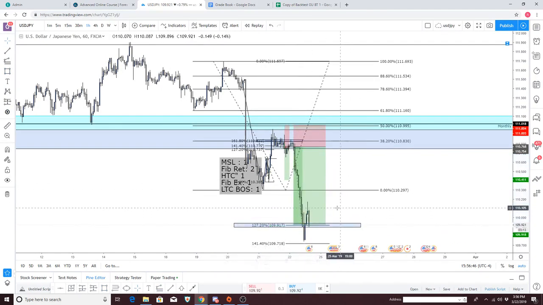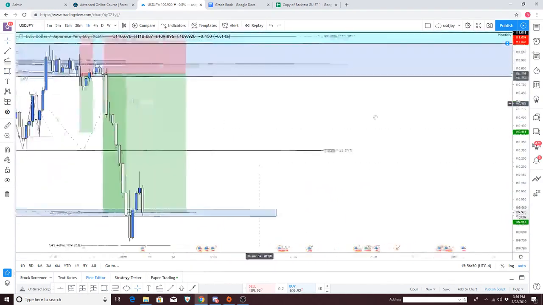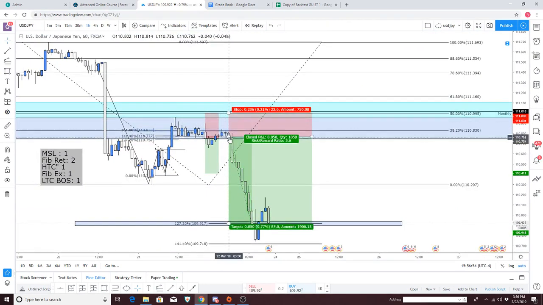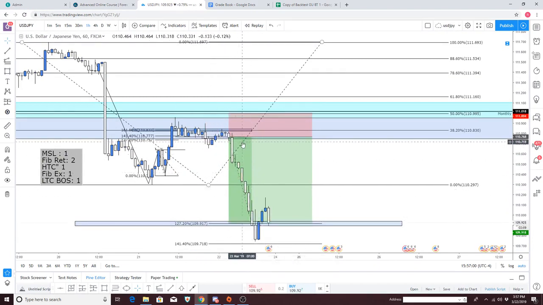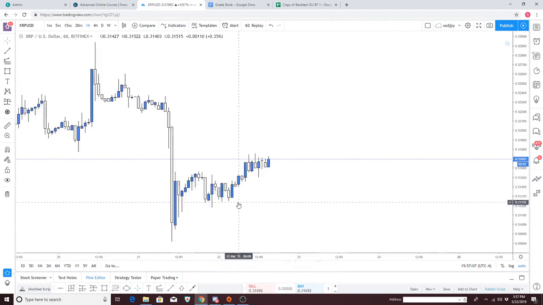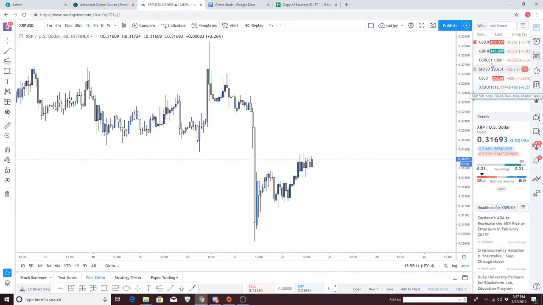So the second order was a higher lot size order. As you can see, right after that, the market just went straight in our direction. We hit targets. I got out of this order, moved my stop to break even, and got out at my TP2, my target 2. Oh no. So let's go back to UJ here real quick.